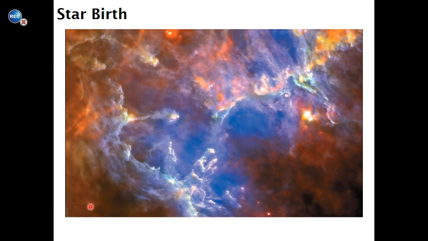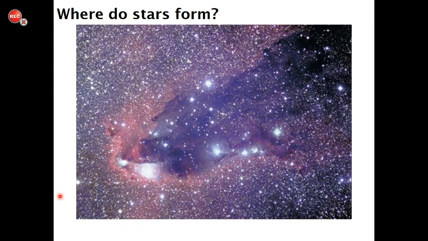Today we're doing chapter 16, which is the formation of stars. How do we get from gas and dust in the universe to a star that's fusing hydrogen into helium? So, how about where they form? Where do we see them?